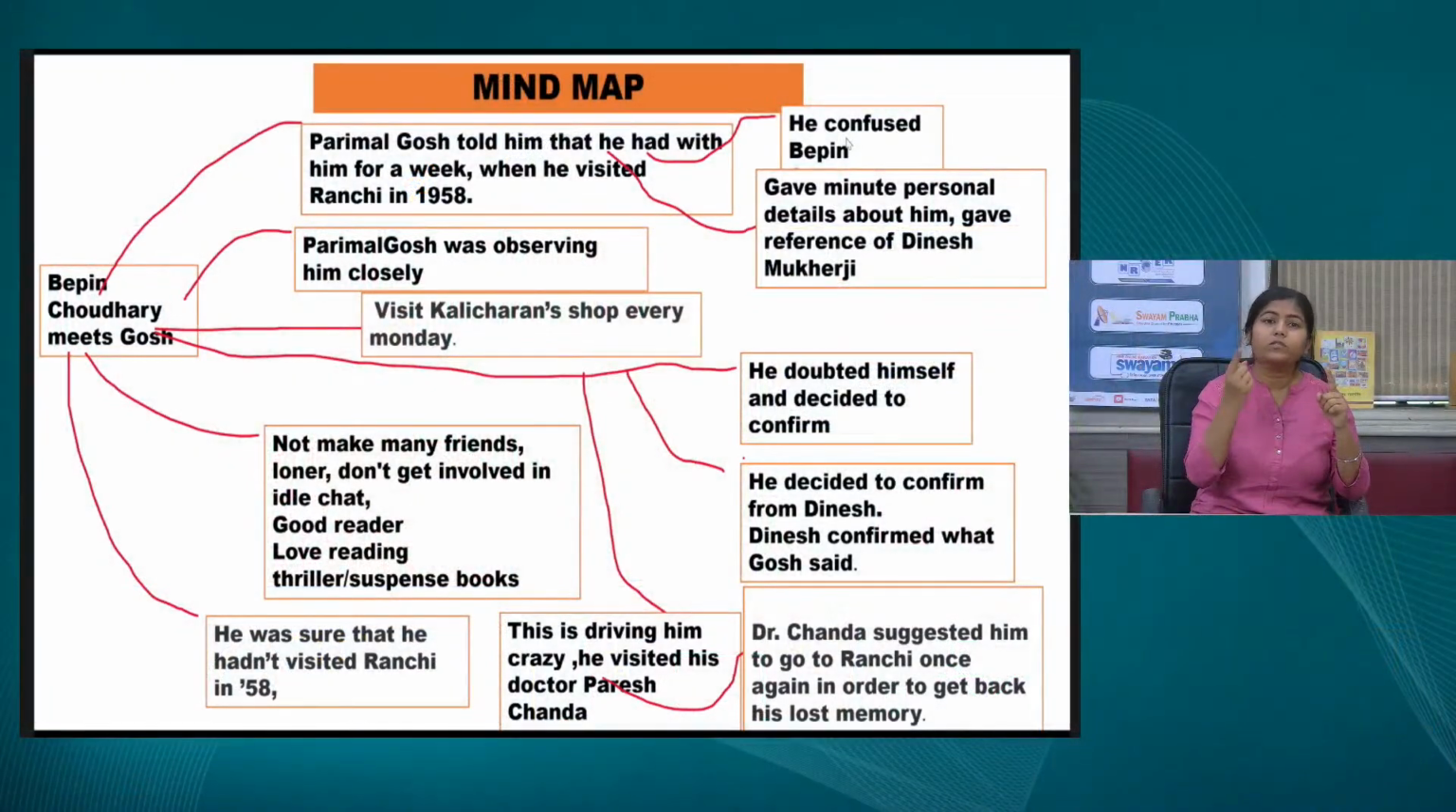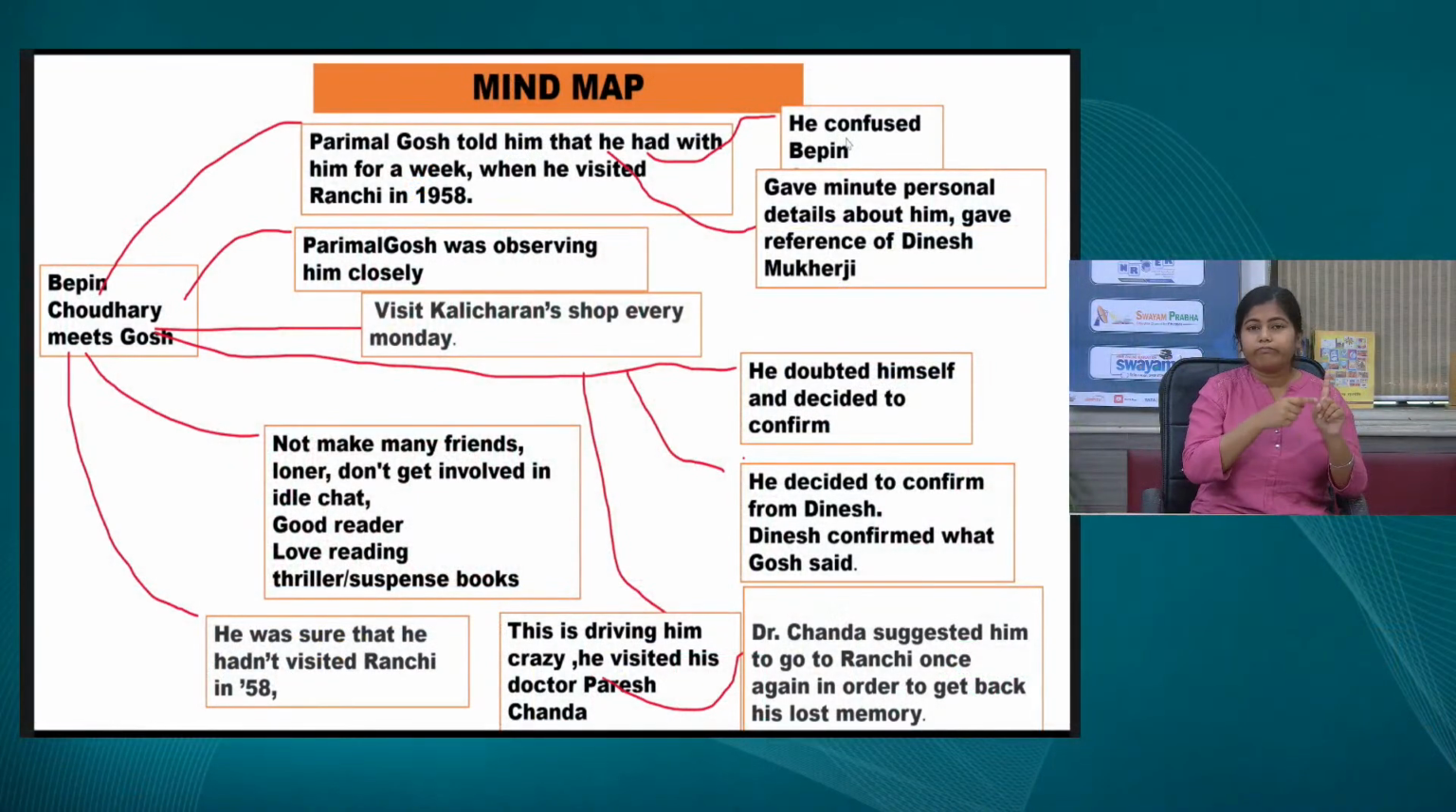And he decided to confirm. So he went to a friend to whom Ghosh had given a reference. His name was Dinesh, right? So he called him, but Dinesh confirmed what Ghosh said. So now this is driving him crazy.